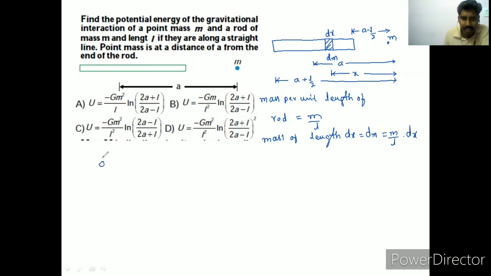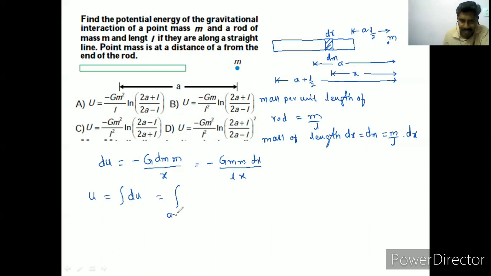For the small element, the potential energy is du, which is minus G times element mass dm times point mass m, divided by x. Now substituting the dm value, minus G m, dm is m dx by L, over x. Now to calculate the complete potential energy, we apply the integration of du, with limits from a minus L by 2 to a plus L by 2.